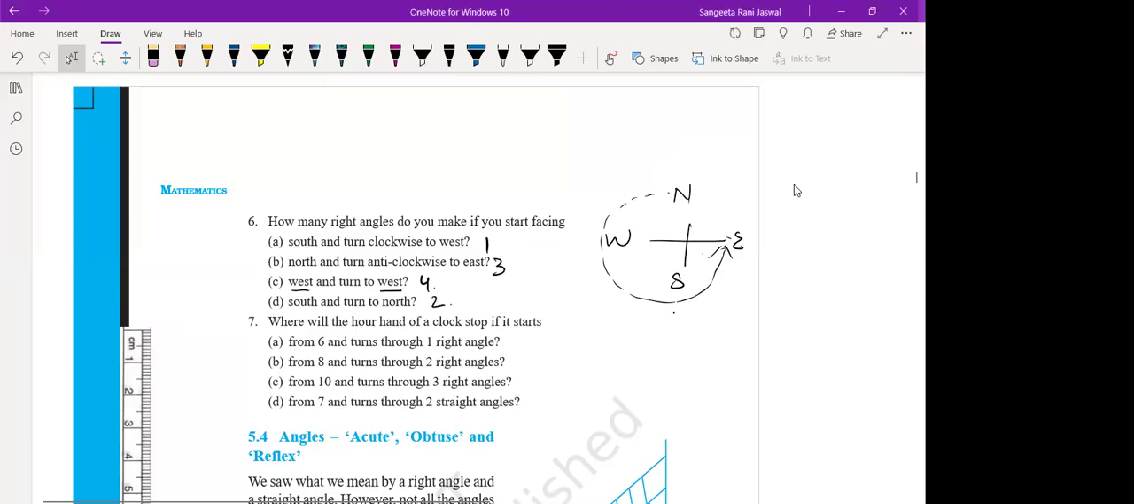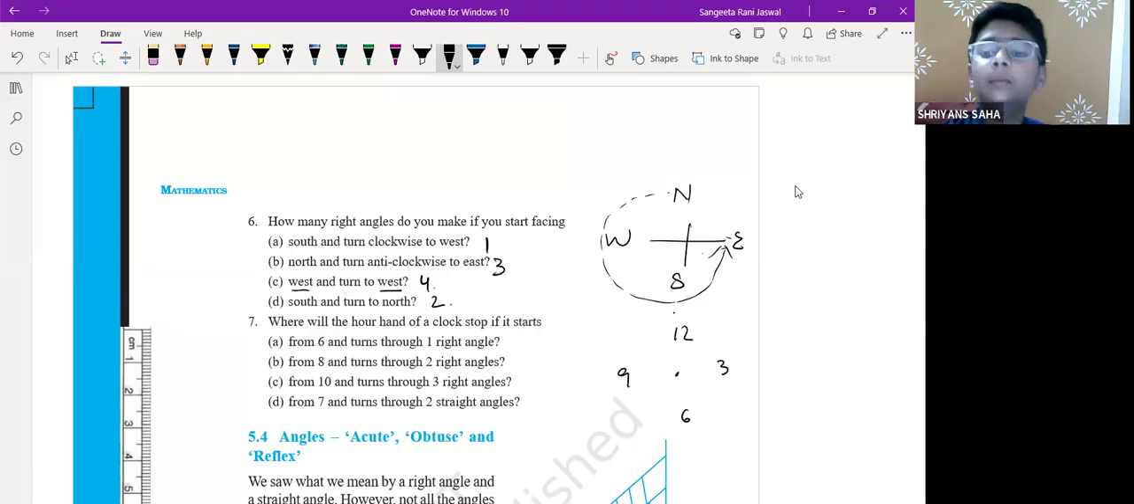Next question: where will the hour hand of the clock stop when you start from 6 and turn through one right angle? So where will it stop? 9. It will stop at 9.